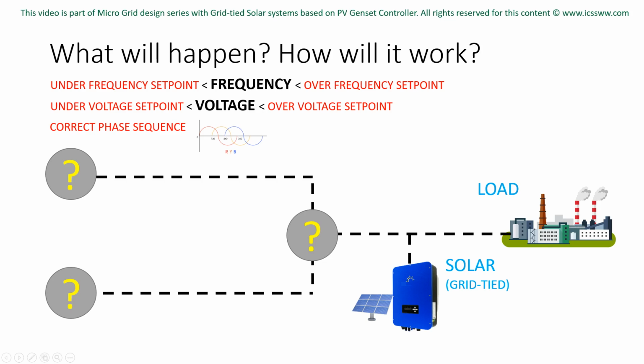Number 1 is frequency. Frequency must be between the over and under frequency set points defined within the inverter. Number 2 is voltage. Voltage must be between under voltage and over voltage set points defined within the inverter. Number 3 is that the phase sequence provided to the inverter is appropriate. So literally speaking, solar inverters can electrically synchronize automatically with generators as they do with grid without any controller.